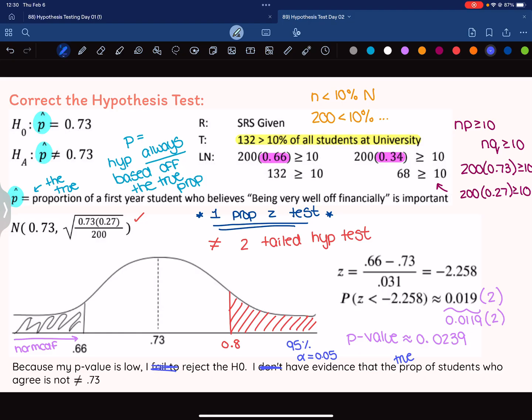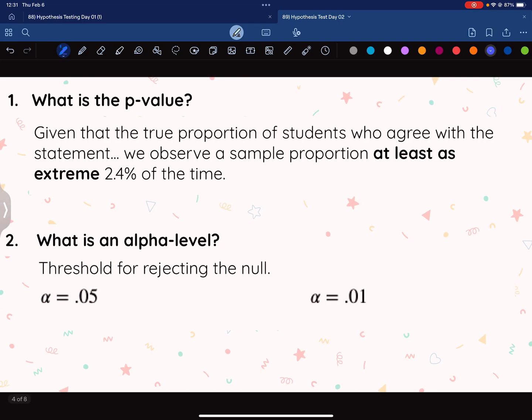Okay, so hopefully you picked up on most of these. And if not, you're going to get better with the more practice we do. So kind of going forward with what we're seeing here in this case, we want to know what the p-value is. The p-value is something that we really need to understand exactly what it means. As I talk about that, the p-value is basically saying, given that the true proportion of students who agree with the statement, we observe a sample proportion at least as extreme 2.4% of the time.